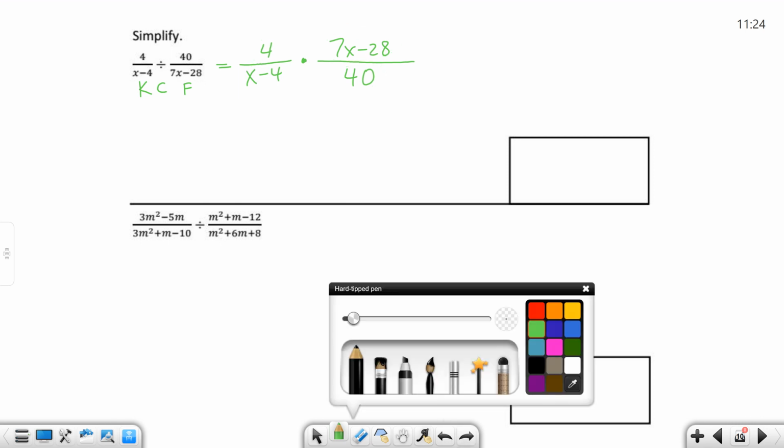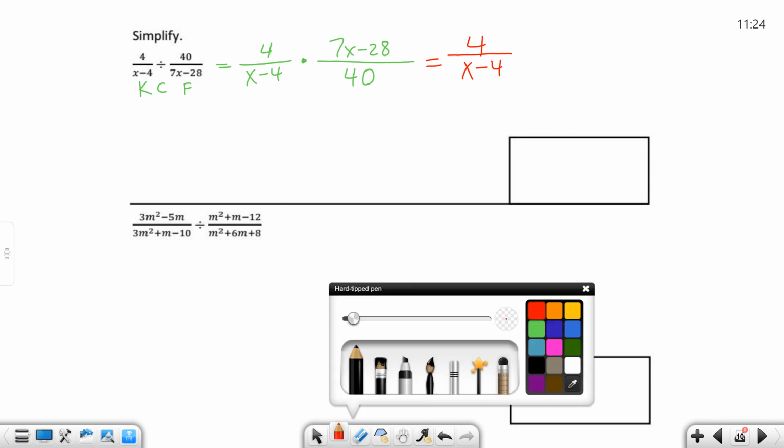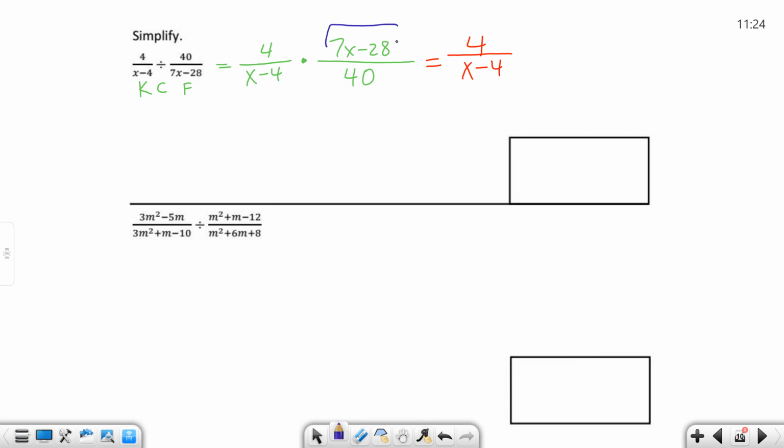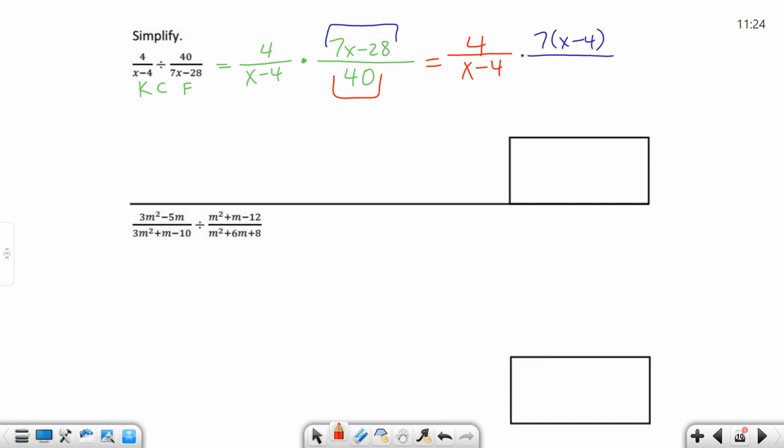All right, so here, can we factor 4? Nope. So let's come over here. We got 4. We can't factor it. Can we factor x minus 4? Nope. So we put x minus 4. Can we factor, I'm going to change colors because we can factor this one. How can we factor that? This is going to be times 7 is my GCF, right? And what's left? x minus 4. And then can I factor this right here? Nope. Can't factor 4. Just leave it 40.